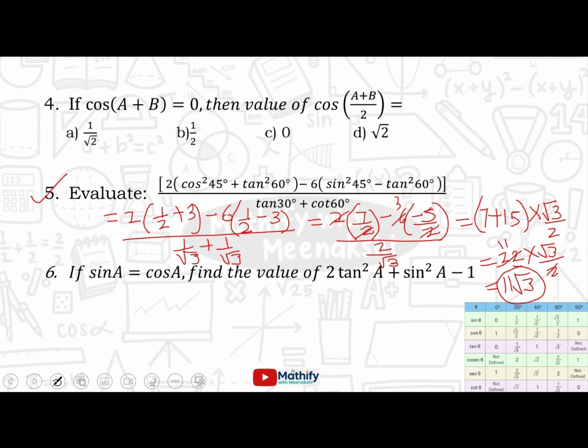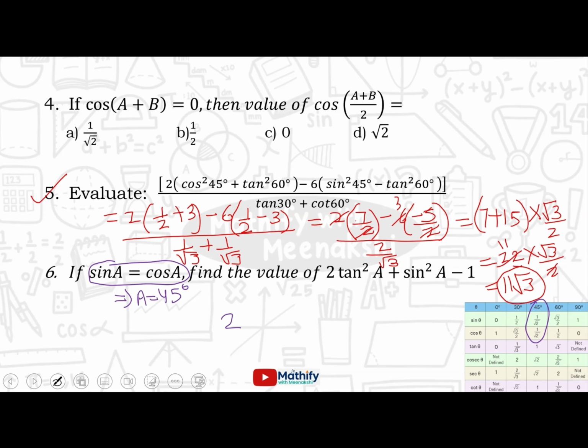In question number 6, it's given sin A is equal to cos A. Whenever it's given, just think when they are equal at 45 degree. So just directly put A as 45 degree. Yes. Even you can do one more thing. You can divide both the sides by cos and you will get tan A is 1, and that means A is 45 degree.